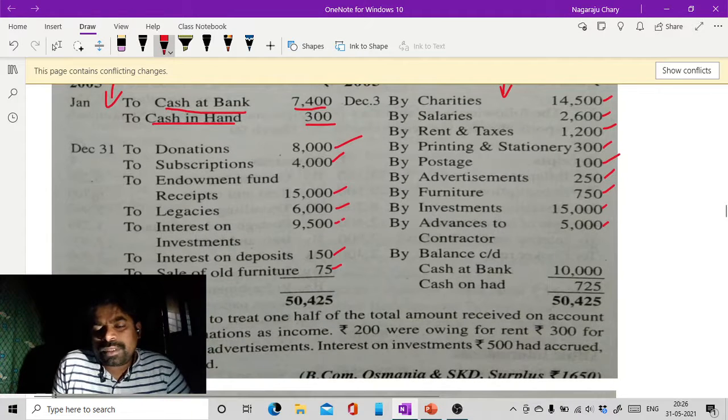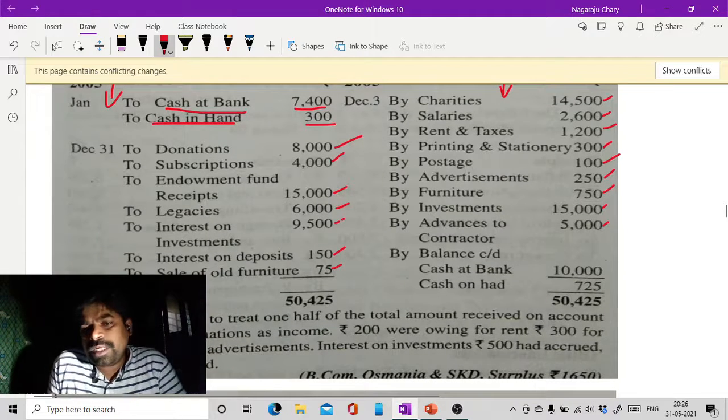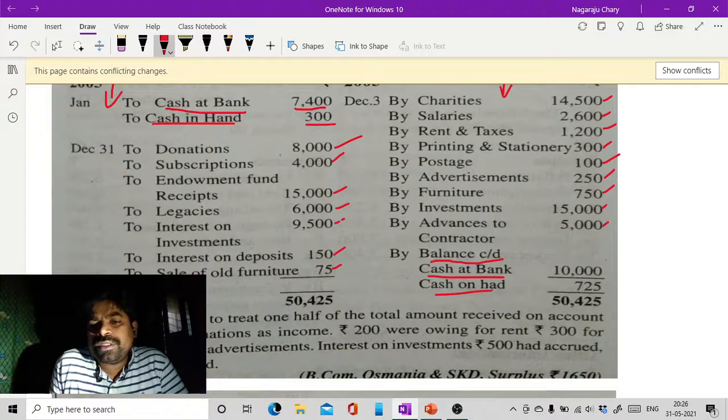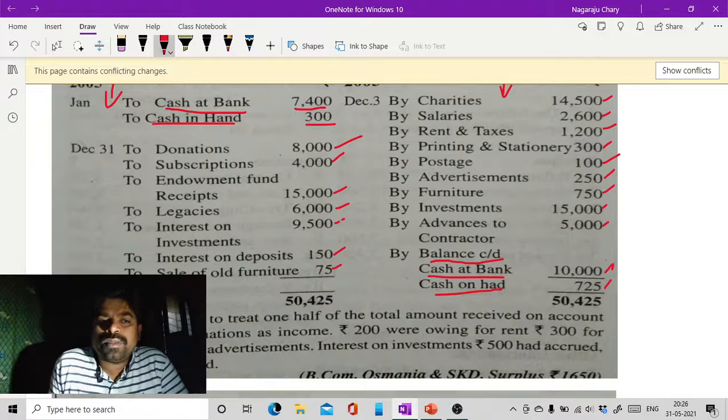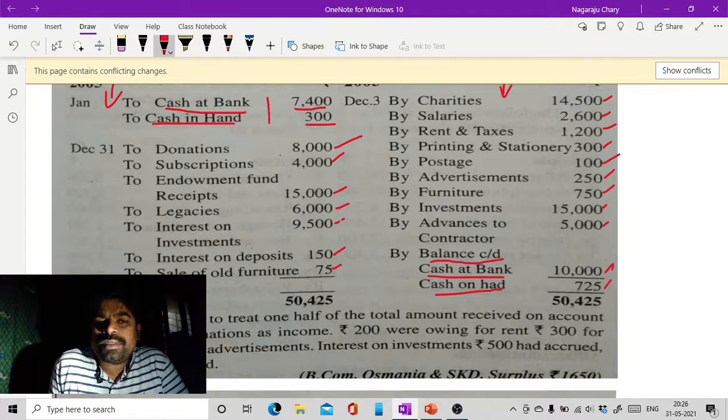At the end of the receipts and payments account, again we have the balance carried forward. There is cash at bank and cash in hand, 10,725. So the opening balance of cash is there, and the closing balance of cash is there.